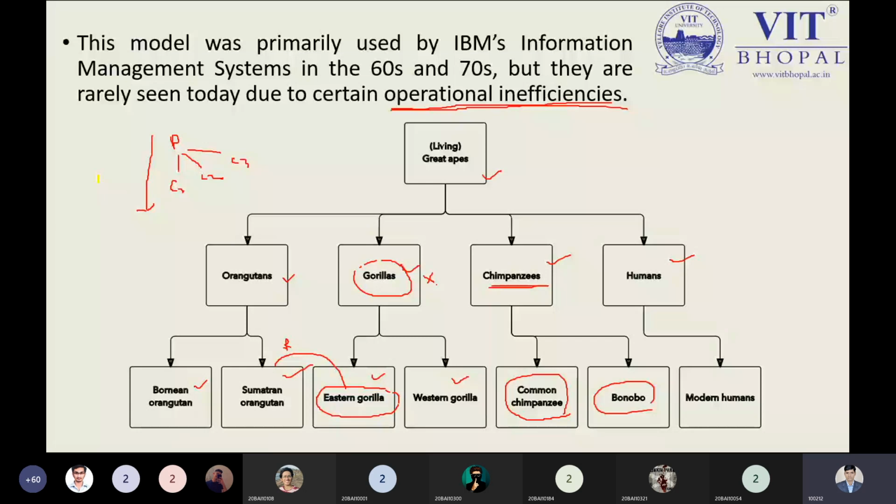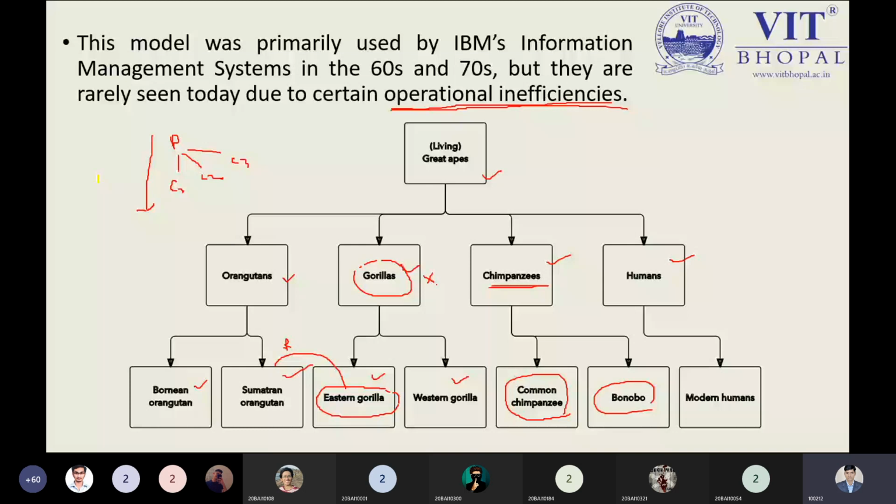Now, orangutans have their own children categories: the Bornean orangutan and the Sumatran orangutan. The gorilla is divided into two parts: the eastern gorilla and the western gorilla. Chimpanzee is also divided into two parts: the common chimpanzee and the bonobo. And human is divided into the modern human. Now you observe, whenever I need to create or access the data that belongs to the bonobo, what happens?